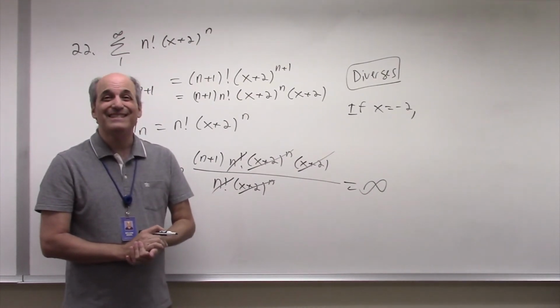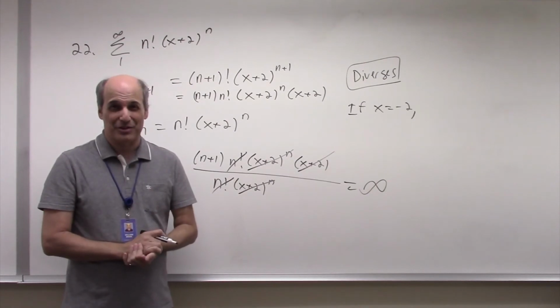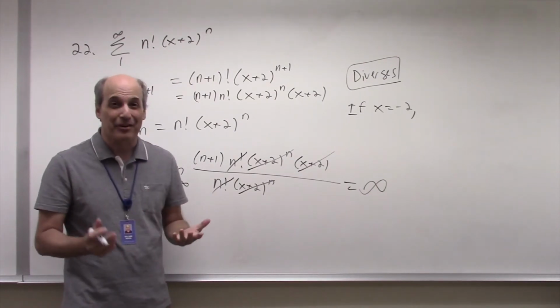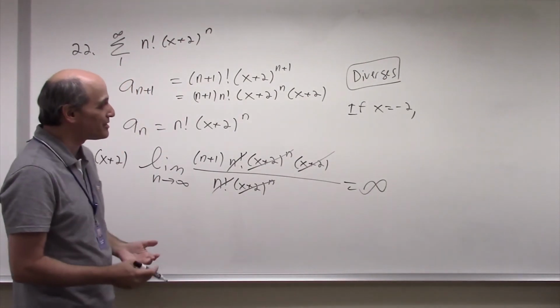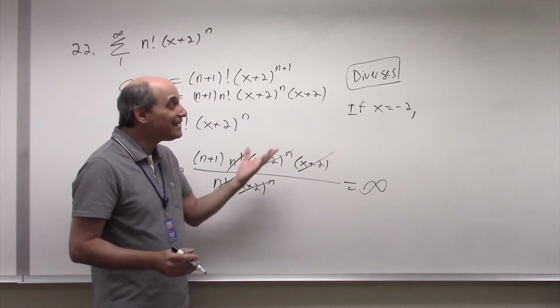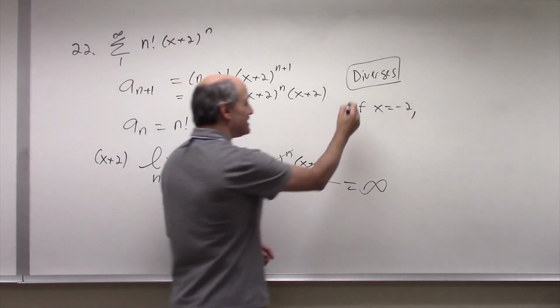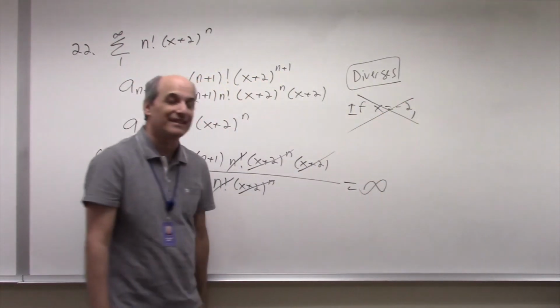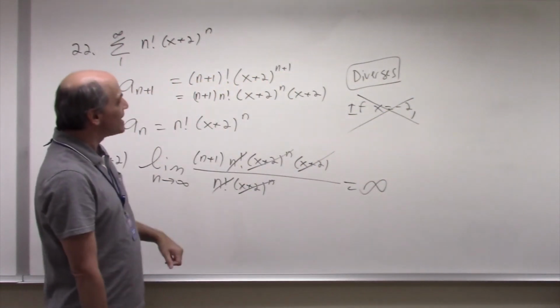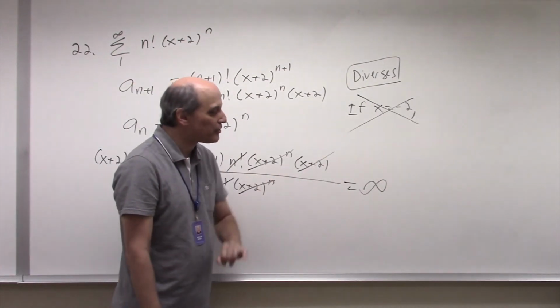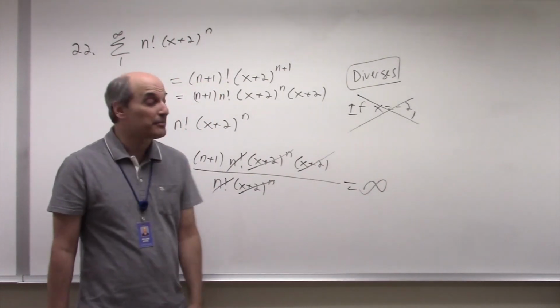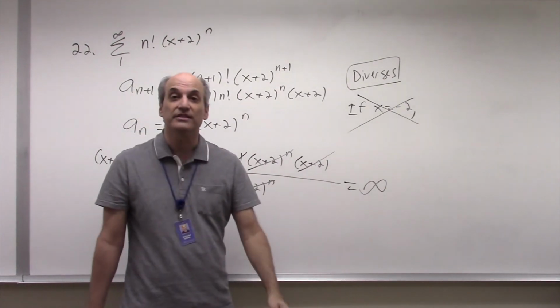But that's the least possible interesting series we can think of. We don't really care about the series 0 plus 0 plus 0 plus 0. So technically, this series will converge if x equals negative 2, but it's pretty much a useless series in that case. So this is an example where the limit is greater than 1. We wanted to make sure we did one example like that, and in general, the series diverges.